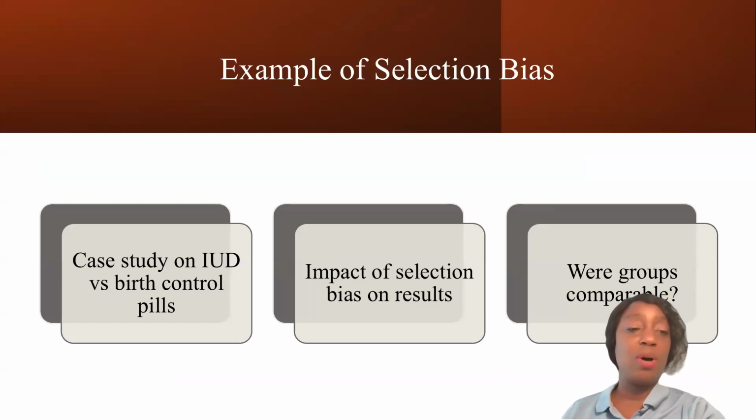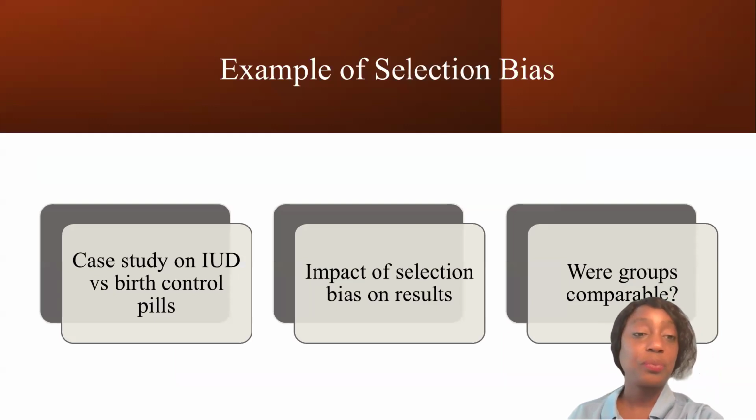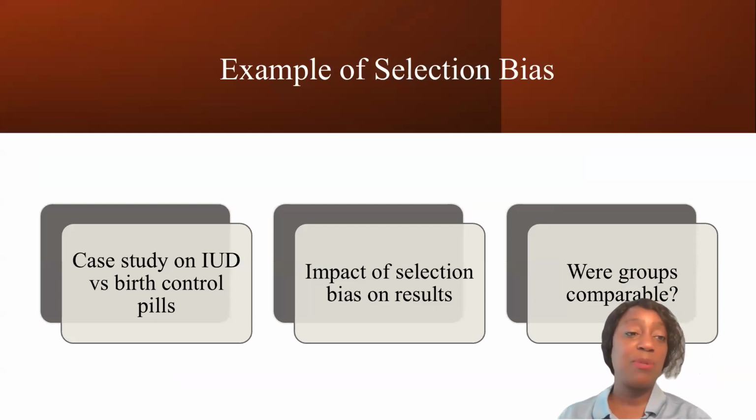All right, so here's an example of selection bias. A study compared contraceptive failure rates between IUDs and birth control pills. They selected women who had used IUDs for at least 1 year, but no similar criteria were applied to the pill users. As you can imagine, such differences could easily distort the results. Were the IUD users truly representative of all IUD users? Without carefully matching both groups, the study's conclusion might be unreliable.